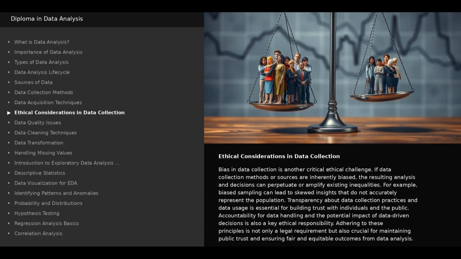Transparency about data collection practices and data usage is essential for building trust with individuals and the public. Accountability for data handling and the potential impact of data-driven decisions is also a key ethical responsibility. Adhering to these principles is not only a legal requirement, but also crucial for maintaining public trust and ensuring fair and equitable outcomes from data analysis.